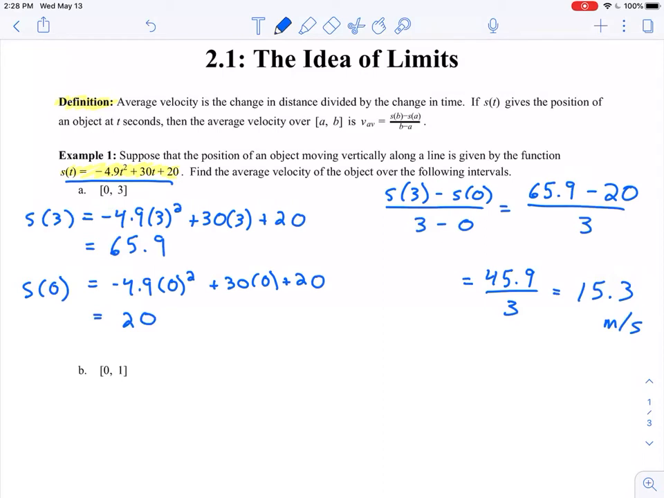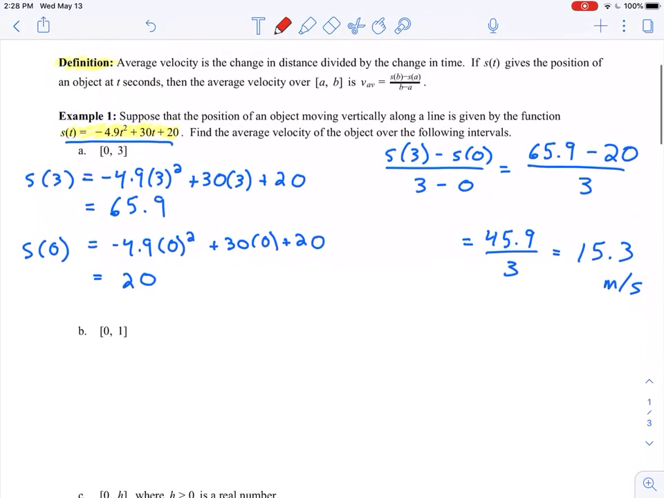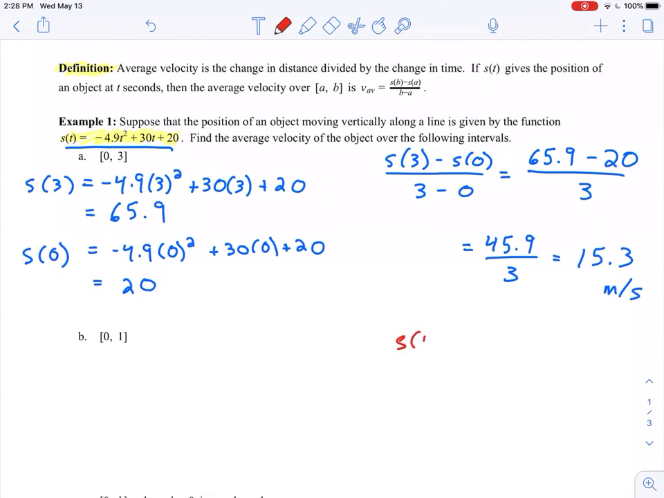But maybe I change my mind. Maybe I say, okay, you know what? I don't want to know the average velocity from 0 to 3 seconds. Maybe I want to go from 0 to 1 second. Let me do this in a different color. I'm just applying that same formula here. So I'm going to start with s of 1 minus s of 0 all over 1 minus 0.